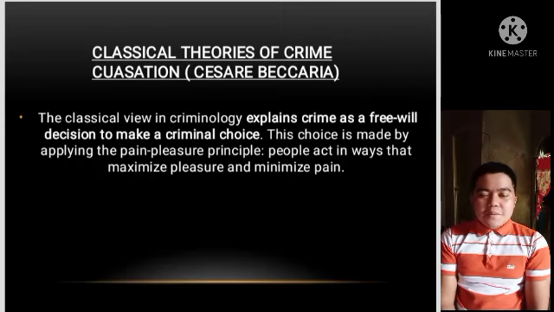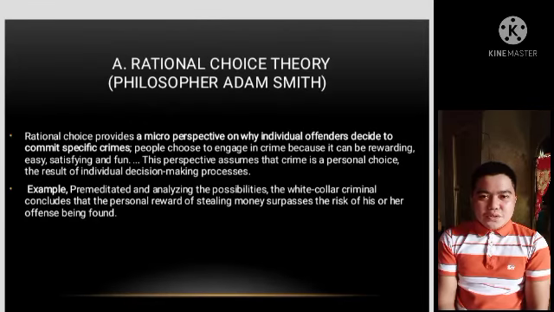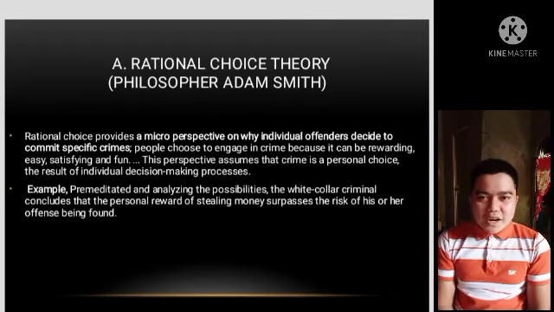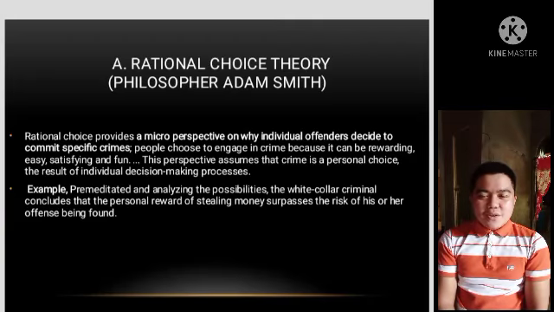Classical crime theory, particularly according to Beccaria, is based on the notion that persons have free will and are fully responsible for their actions, as well as having the ability to rationally analyze their options. A. Rational choice theory, by philosopher Adam Smith. Rational choice provides a micro perspective on why individual offenders decide to commit a specific crime. People choose to engage in crime because it can be rewarding, easy, satisfying, and fun. This perspective assumes that crime is a personal choice and the result of an individual decision-making process.